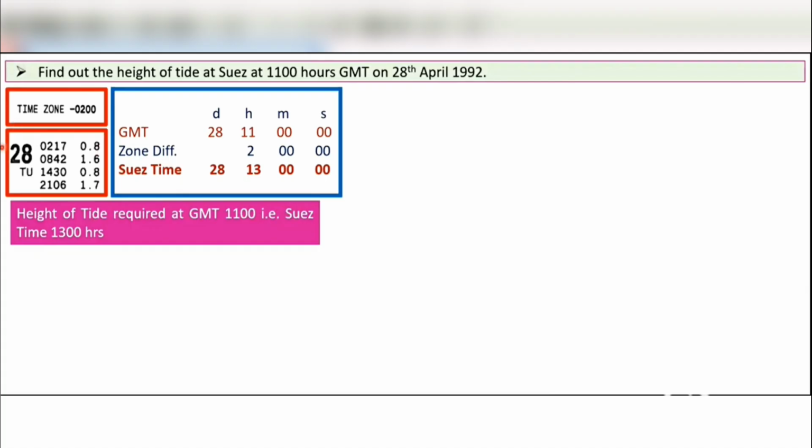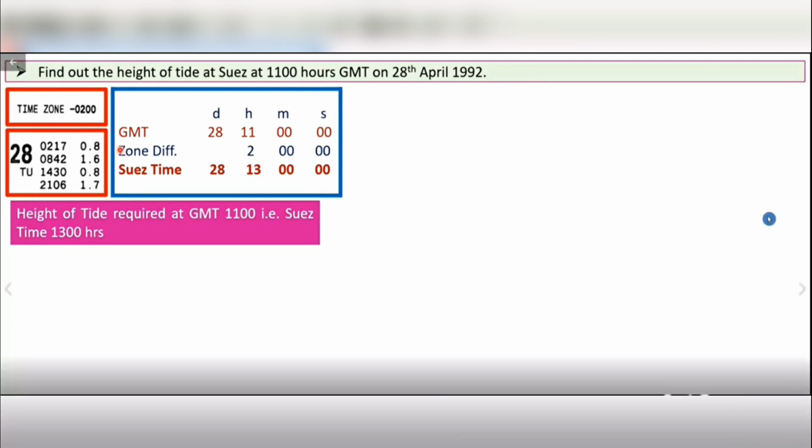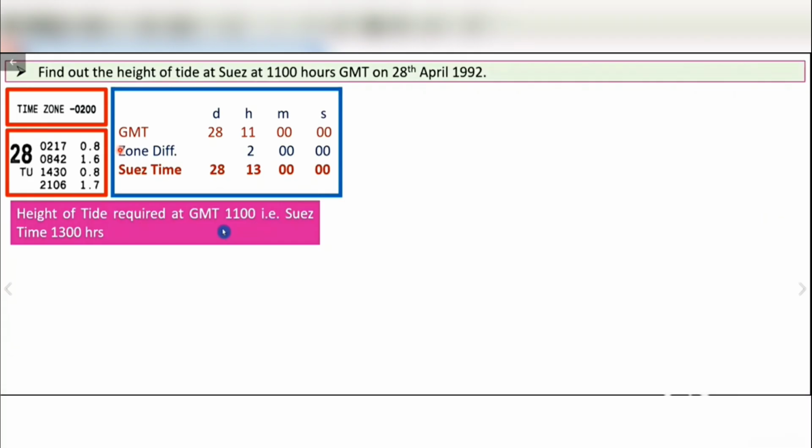And this daily prediction for 28th, we have just picked up from part 1, page 111 of volume 2. So beta, now we require the... Sir, but this whatsoever we are given in volume 2, this daily pages, this is in zone time or sir, this is in GMT time, sir?